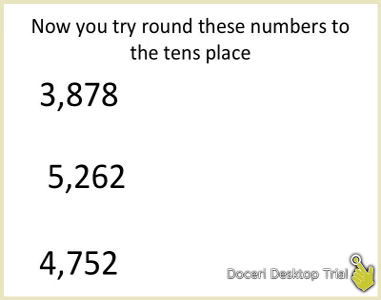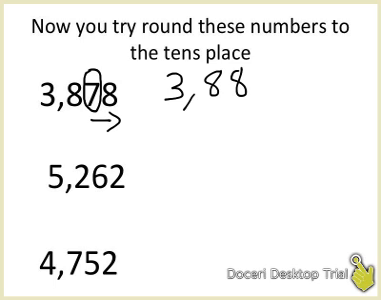3,878. I am going to circle the number in the tens place, and I'm going to look to the number on the right, which is 8. 8 is higher, it's greater than 5. If it's 5 or greater, I know that I round up. So I have 3,880. This 7 becomes an 8, and all the digits to the right will become zeros.